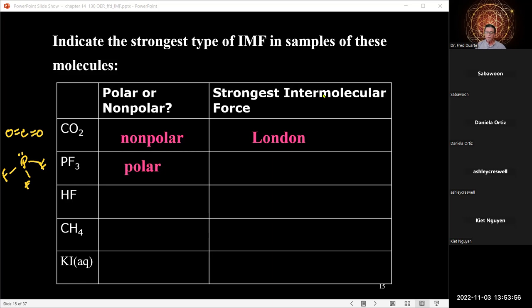Now that it's polar, you ask yourself, well, I've got two choices. It's not going to be London dispersion forces, because it's not nonpolar. It's not going to be the ion choice, because there are no ionic compounds here. And so the only choice is either dipole or hydrogen bridging force. Well, if it's hydrogen bridging, you have to have hydrogen, but there's no hydrogen here. So the only choice you've got is dipole.